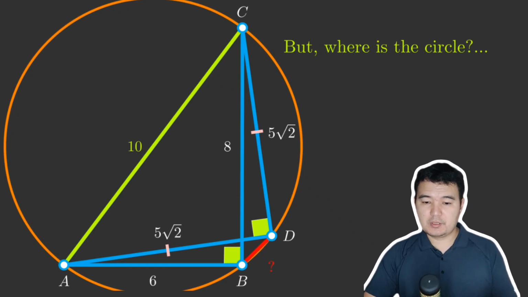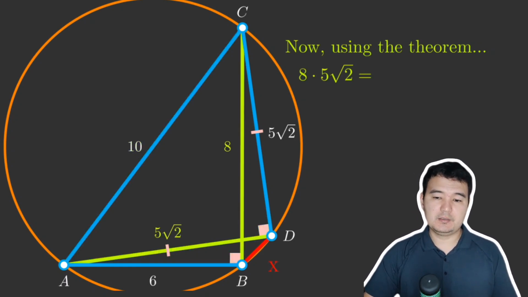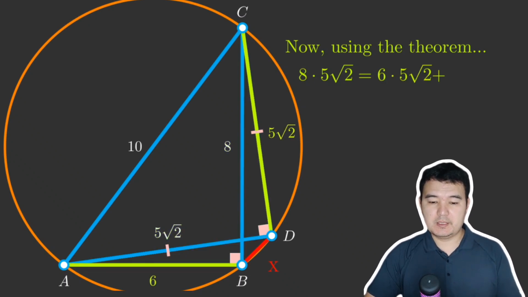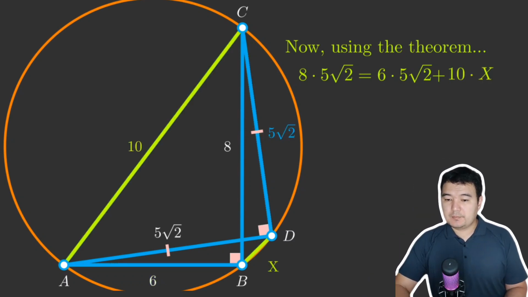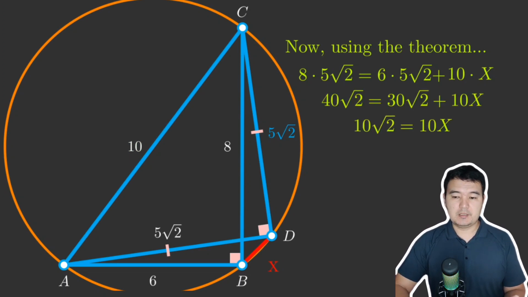Since we have a quadrilateral inscribed inside a circle, we can use Ptolemy's theorem, and using that theorem, the product of two diagonals, 8 times 5 root of 2, is going to be the product of opposite sides, 6 times 5 root of 2, plus 10 times x. Solving the last equation, 40 root of 2 is equal to 30 root of 2 plus 10x. 10 root of 2 is 10x, and x will be root of 2.